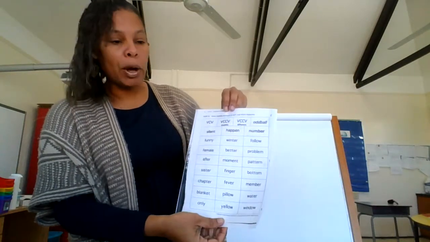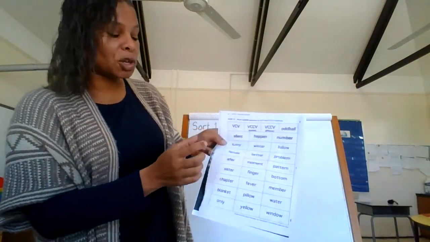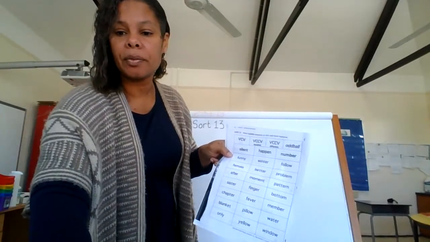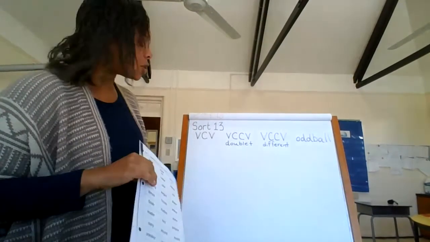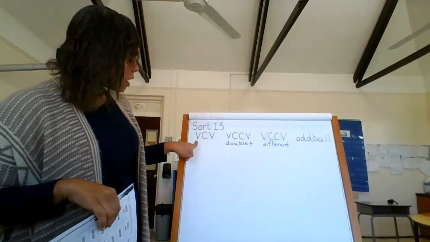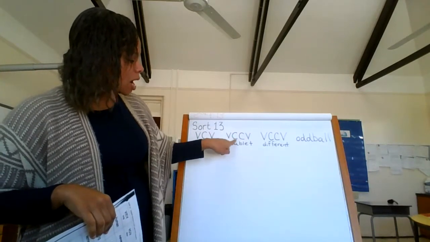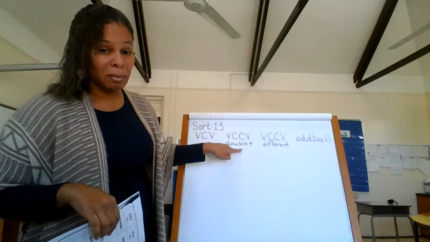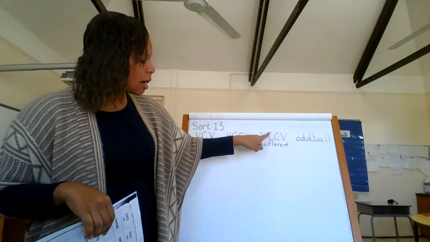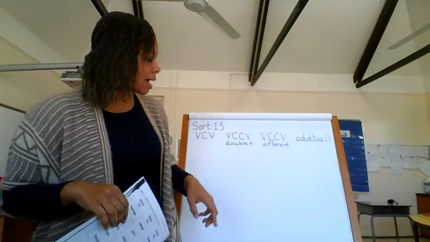At this point, you can put me on pause and write those 4 header columns. Make sure you're leaving enough space between each column because we're going to be writing words underneath. You should have 4 columns like how I have 4 columns. VCV: vowel, consonant, vowel. VCCV doublet: vowel, consonant, consonant, vowel with a double letter in the middle. VCCV: vowel, consonant, consonant, vowel, where the 2 letters in the center are different. And then an oddball, okay?